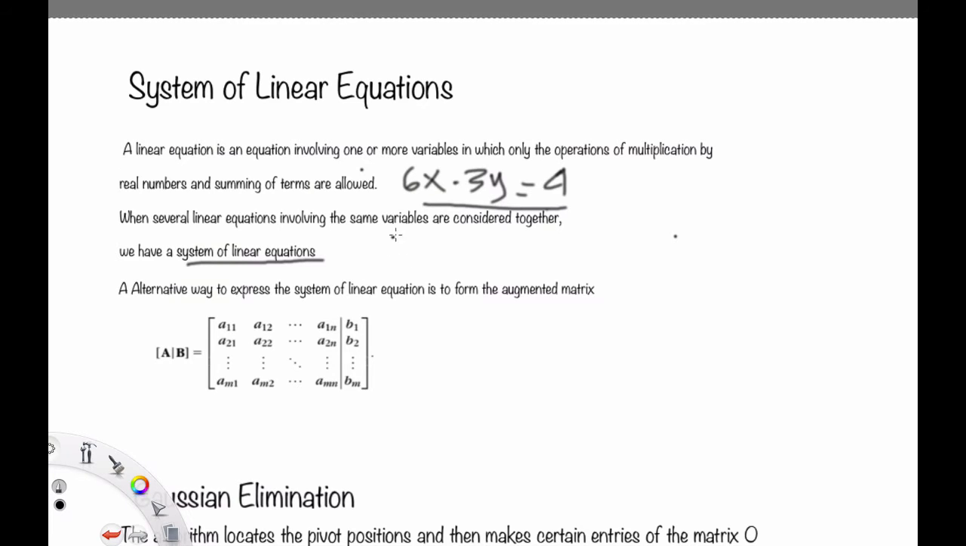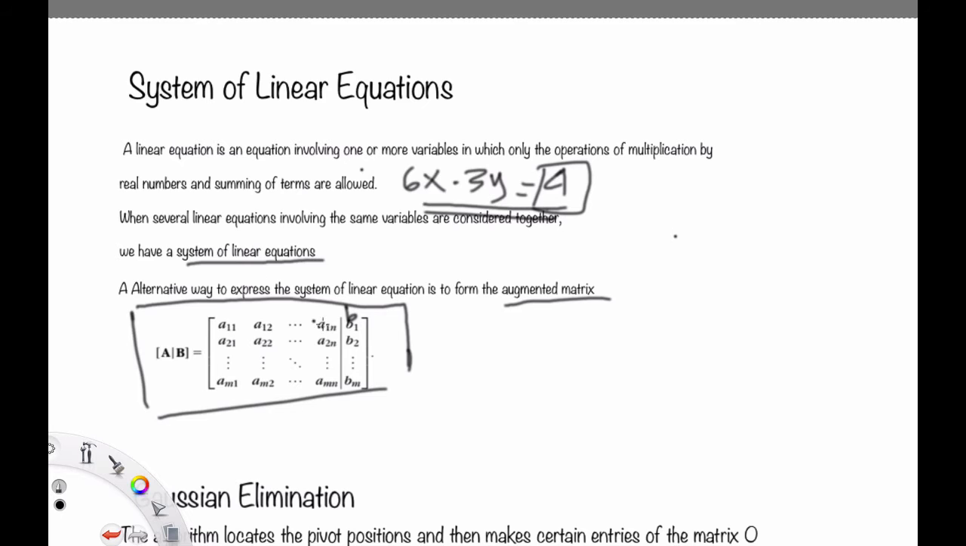How do we solve a system of linear equations by using a matrix? An alternative way to express the system of linear equations is to form the augmented matrix. This is the form of the augmented matrix. We can input the numbers into the augmented matrix, with b being the result of the solution.